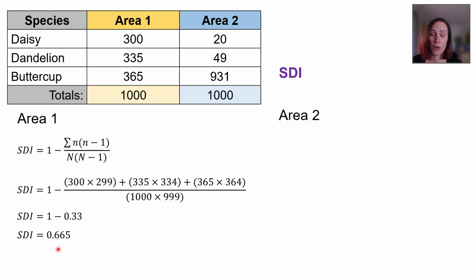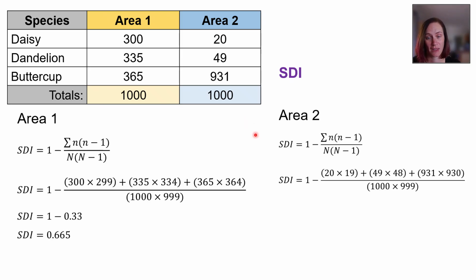Once again, we are aiming for between 0 and 1, 1 being infinite biodiversity. We can see this is past the halfway point, but really what we want to do is compare area 1 and area 2 as a relative measure here. Same thing, substitute in, we've got a 20 times 19, a 49 times 48, and a 931 times 930.